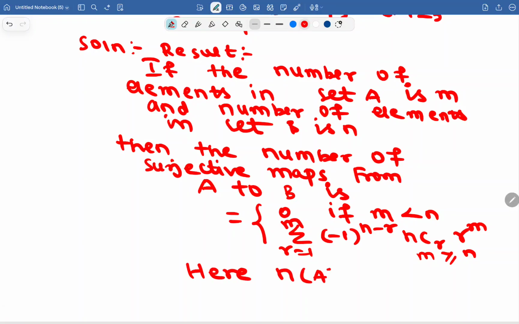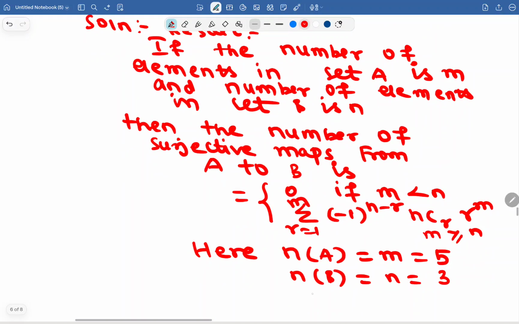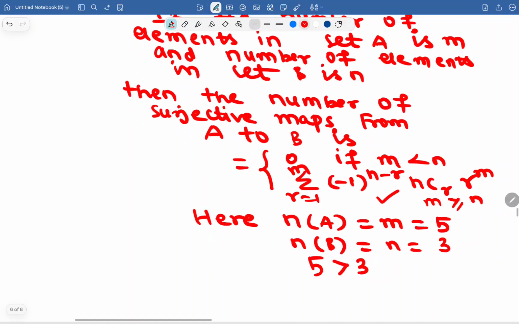Number of elements in A is m, which is equivalent to 5. Number of elements in B is 3. Clearly 5 is greater than 3. Use this one, that is summation r equal to 1 to m, minus 1 power n minus r, nCr, r power m.